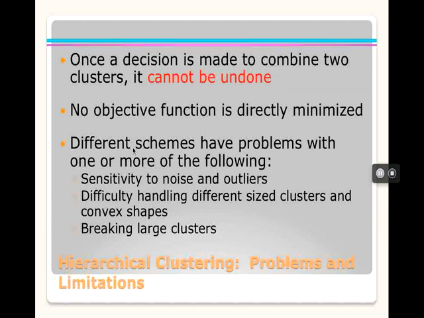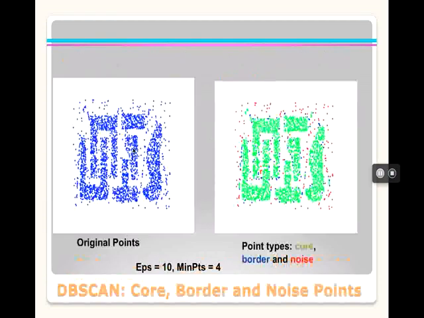Once a decision is made to combine two clusters, it cannot be undone. So here are the limitations of hierarchical clustering. Whereas in k-means, there is iteration, it keeps iterating and can change until it finds a better solution. Second, no objective function is directly minimized, so it's another kind of optimization problem. Different schemes have problems with one or more of the following: for example, very sensitive to noise and outliers, difficulty handling different sized clusters and convex shapes, and breaking large clusters. All those problems appear in hierarchical clustering.